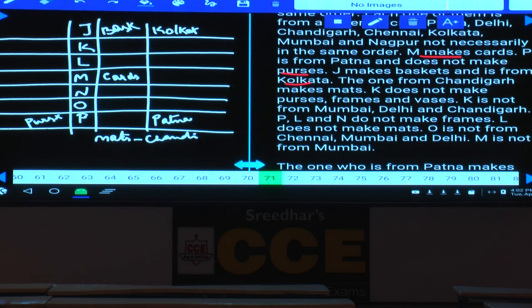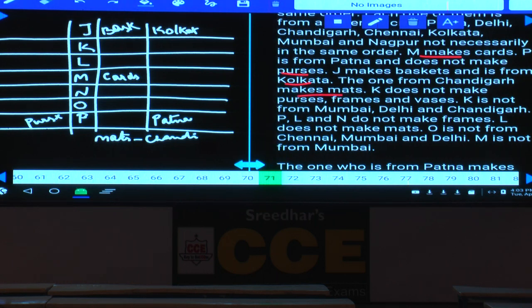As of now, we cannot represent the data because how many possibilities can we have? Either K can be from Chandigarh, L can be from Chandigarh, and O and so on. There are four different possibilities. Hence, as of now, we cannot represent the data. Hence, below the article, write the article, and below the city, write the city. Then, the one from Chandigarh makes mats.